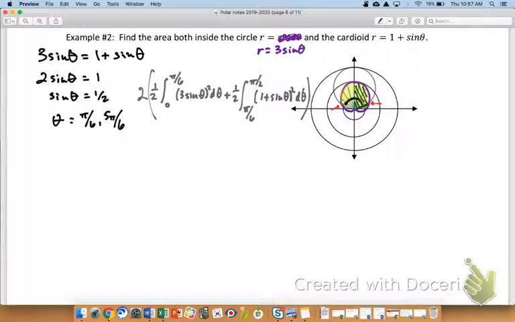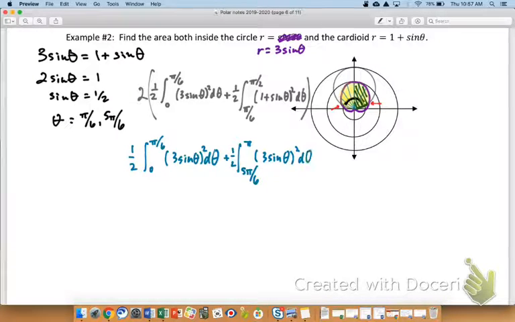I'm curious. I just have what we were talking about before, 0 to pi over 6 of the circle part. Okay, so 0 to pi over 6 of the circle, and make sure you're writing 1/2 r squared there. So there's the circle part. And then the other side is 5 pi over 6 to pi of the circle still, 3 sine of theta. And then the part inside of the cardioid in the circle.